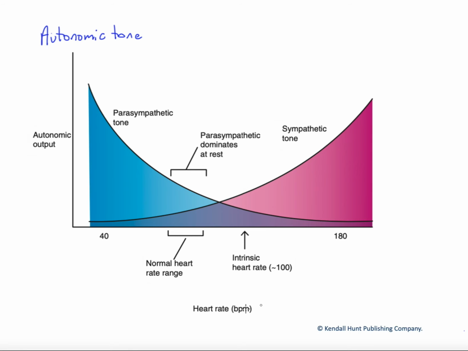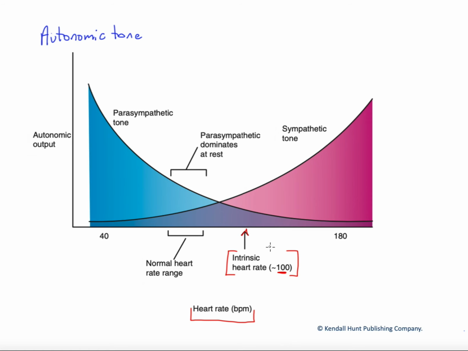And what it means, in our example here, we're going to look at heart rate, is that we have dual innervation, right? We have control by both systems at the same time. So in the heart, we have what's called an intrinsic heart rate, and that is that the heart has a pacemaker that, without any input whatsoever, neural or hormonal, would generate a heart rate of about 100 beats per minute right here at this arrow.